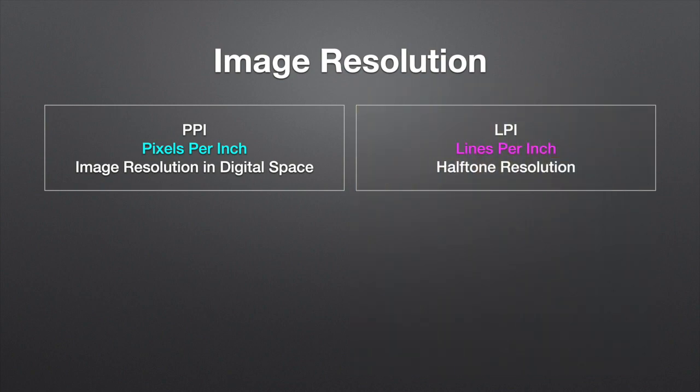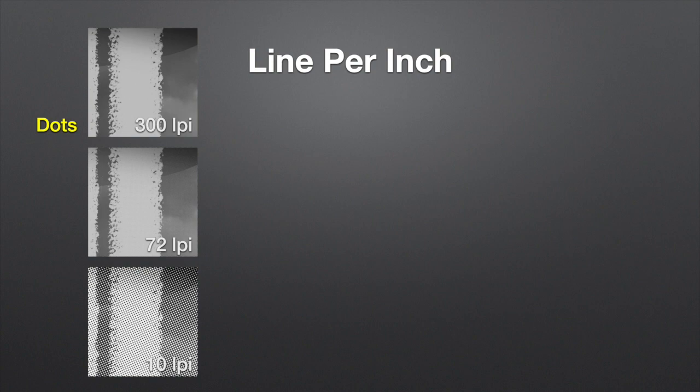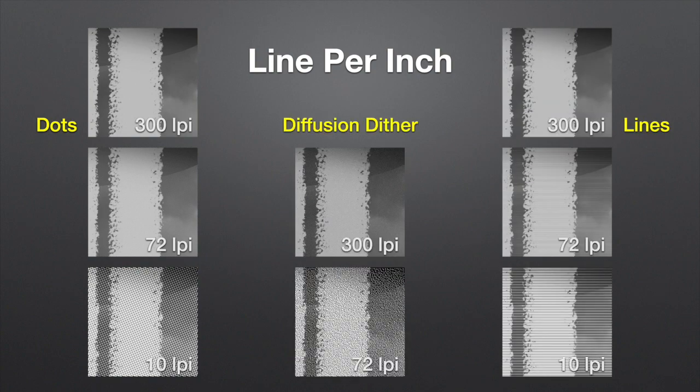Lines per inch, or LPI, is your halftone resolution. We could be working in dots, lines, or even though diffusion dither is not an actual halftone, it functions similarly. With a higher LPI, we're going to see the line screen less and have a more clear image. As you go lower in your LPI, you see the halftone screen more, and your image becomes grittier.